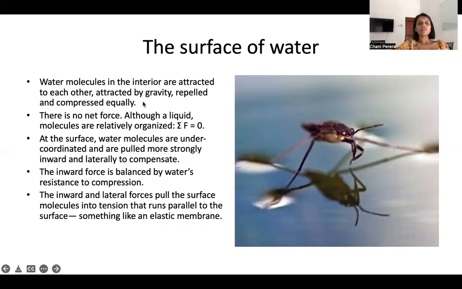So the same thing, the water molecules in the interior are attracted to each other. They are attracted by gravity, they are repelled and compressed, but everything is done equally. So there's no net force acting on the interior water molecules. And a liquid is not like a crystal, but the molecules are relatively organized because if we take H2O, we have oxygen and 2 hydrogen atoms bonded.